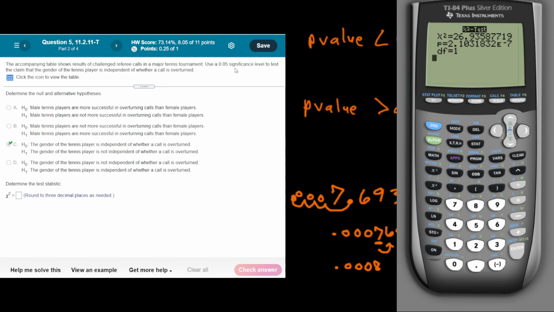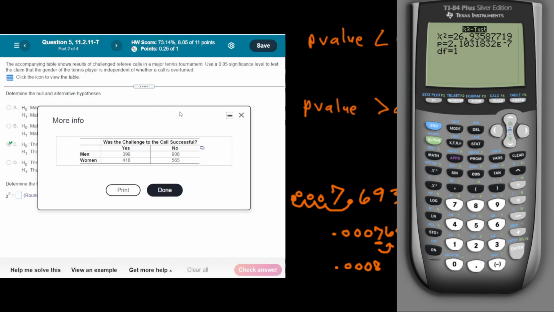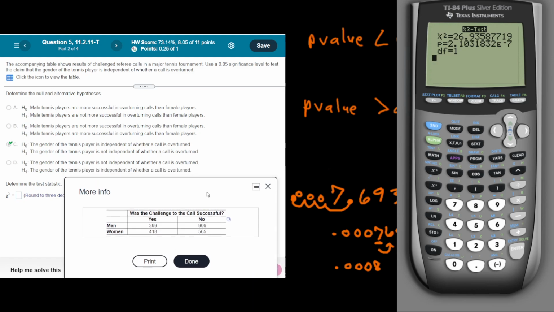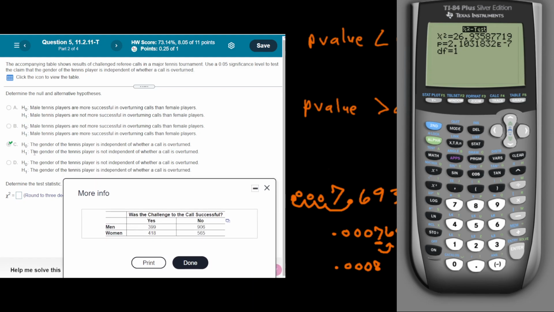All right, use a 0.05 significance level, and so on. Let's see that data. Anything crazy? No, everything is still 2x2. Let's go ahead and at least answer this portion here.